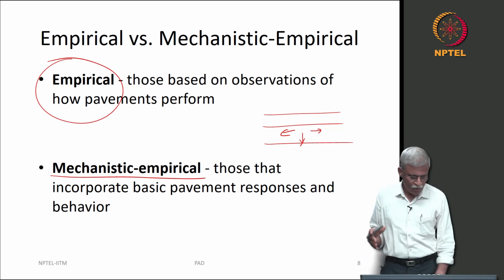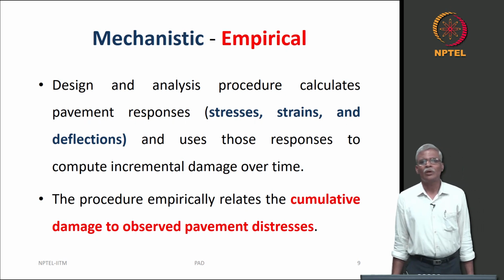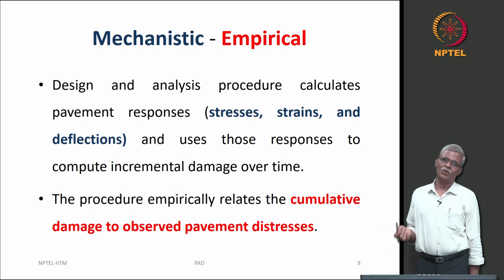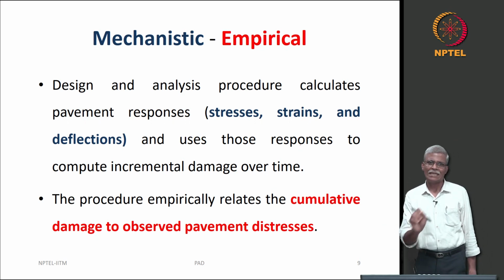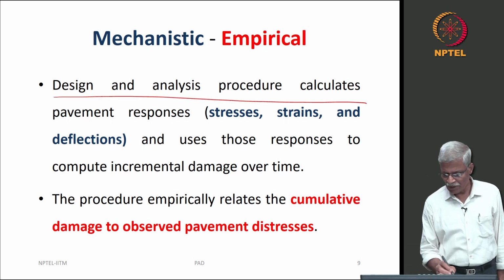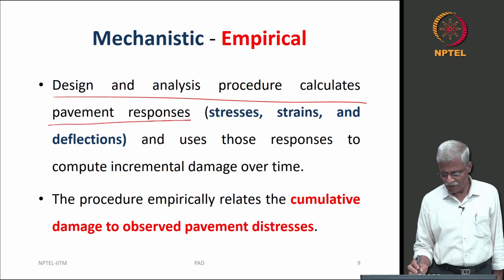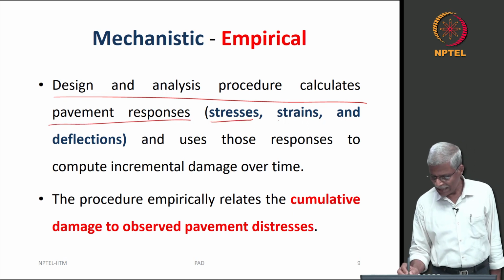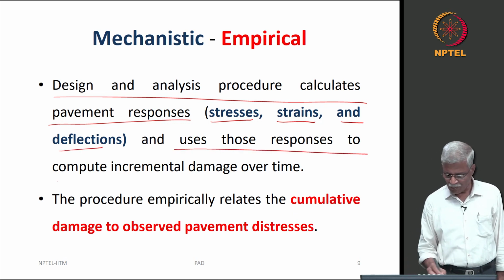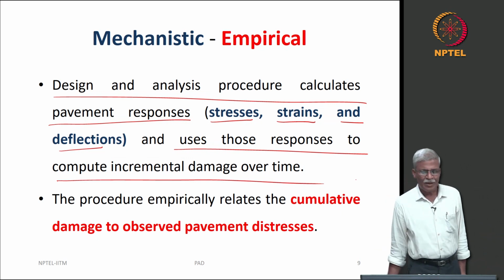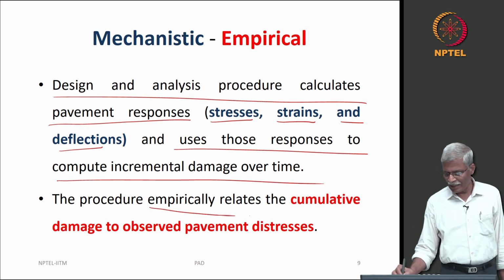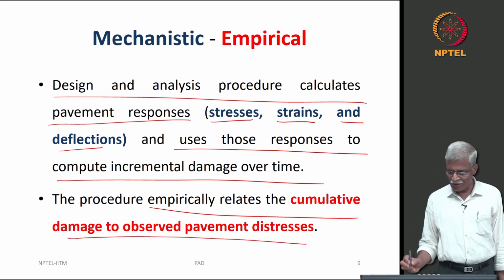Okay. So, what I want to now make is, I want to make a very clear statement here, and in fact, if you are listening to this video, you may want to pause here and write this statement. Design and analysis procedure calculates pavement responses. Now, what are the pavement responses? Stresses, strains and deflection, and use these responses to compute incremental damage over time. So, the procedure empirically relates the damage to observed pavement distresses.